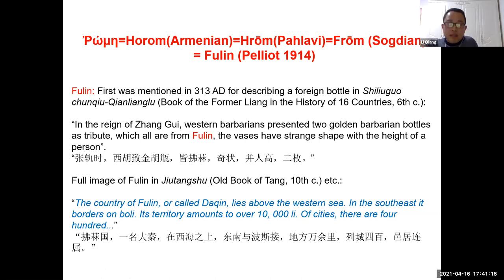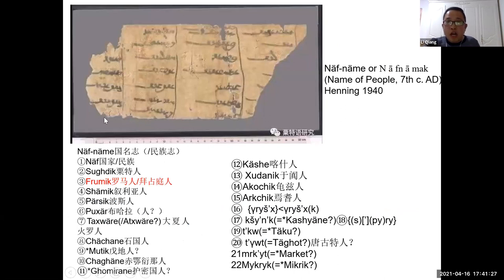But even though the image of Fulin was much more clear than Daqin, there were also some pieces of information that are not correct, full of fantasy. So here I give some evidence about the names, how this name was identified. This is a source called Nafanam, a Sogdian document of the 7th century. In this text, you can see the third name, Frumic. So this one is believed to be Frum, Fulin.